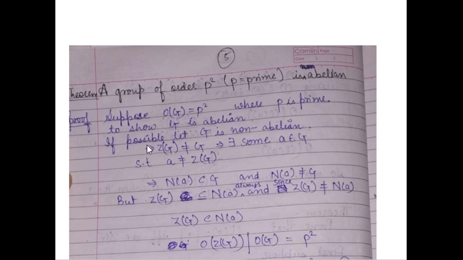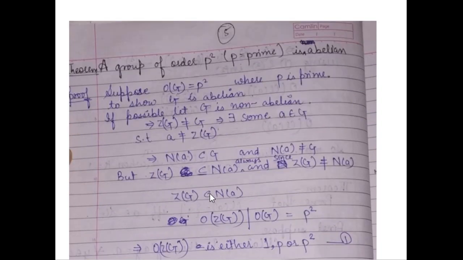We have already discussed these properties of normalizer and center of group in previous lectures. From there you can easily understand this. So now we know center of group is always contained in normalizer of a, always. So since ZG is not equal to N(a), this implies it will be a proper subset of N(a).